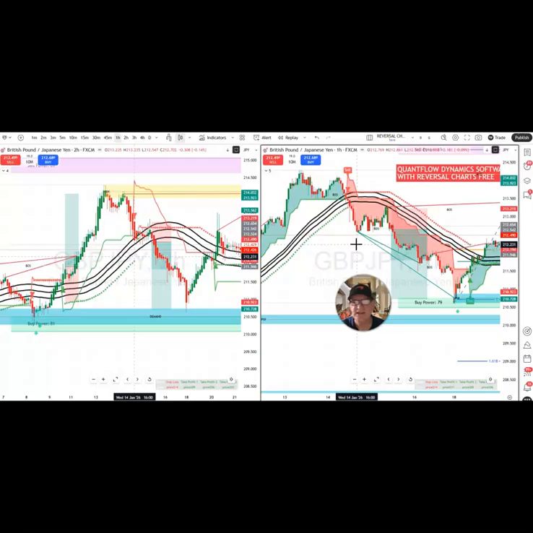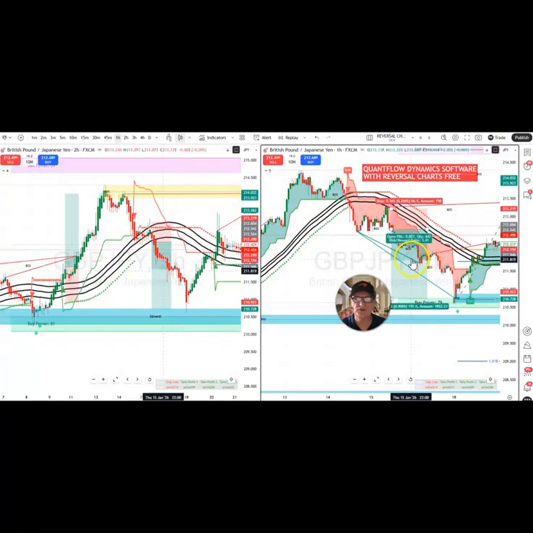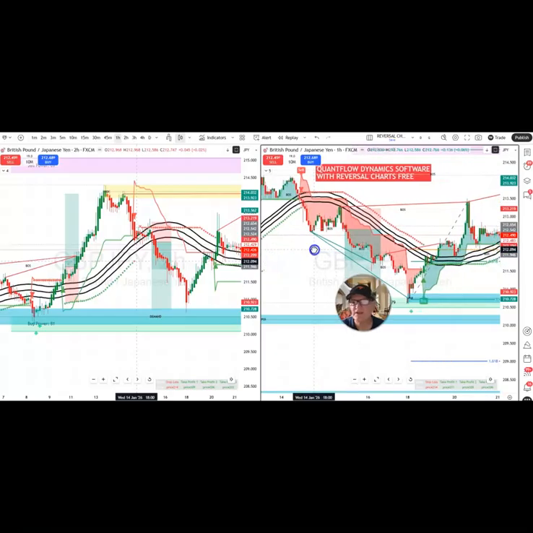Before we actually enter, the QuantFlow Dynamics software, before the price has hit it, already gives you the target. If you have that target, use it, or you can go 2 to 1, totally up to you. So let's go through this. We can see that at this point here we have a breaker structure. That is what you're looking for.